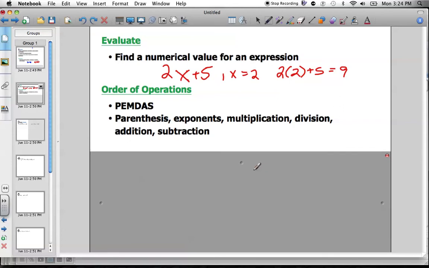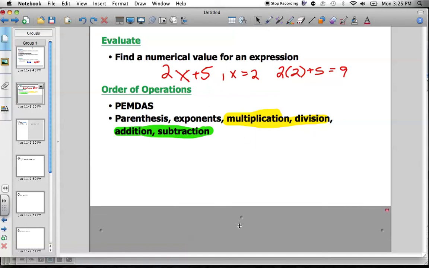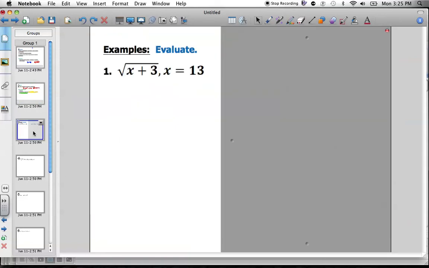The other thing we need to understand is the correct order of operations. The order of operations is parentheses, exponents, multiply, divide, in order from left to right, and then look at these things in order. You're going to first do the multiply or divide, depending on where they come left to right in your expression, and then you're going to add or subtract in order from left to right.